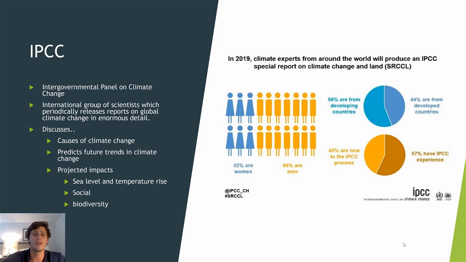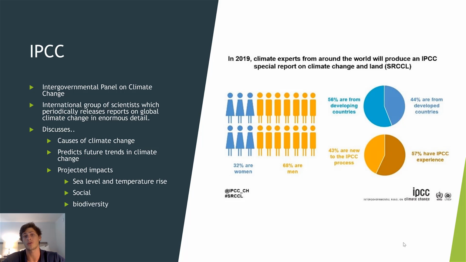Now, it should be noted which international agencies actually monitor these climate policies and are responsible for including and projecting these models. Basically, the IPCC, or the Intergovernmental Panel on Climate Change, is an international group of scientists which periodically releases reports on the state of global climate change in enormous detail. These discuss things like the causes of climate change, which have been almost unilaterally human-induced, basically the anthropogenic intensification of the greenhouse gas effect.